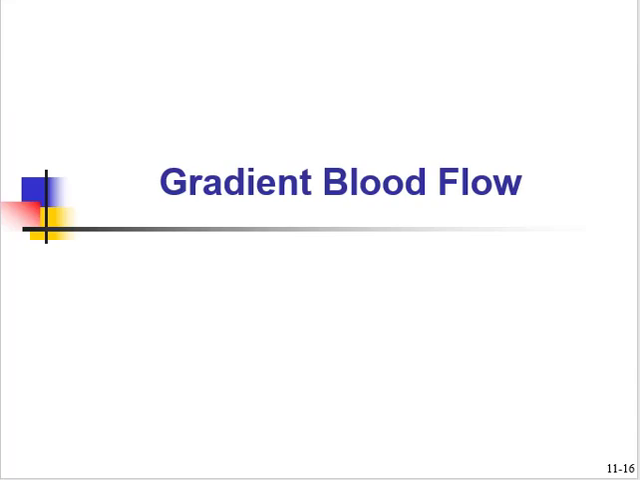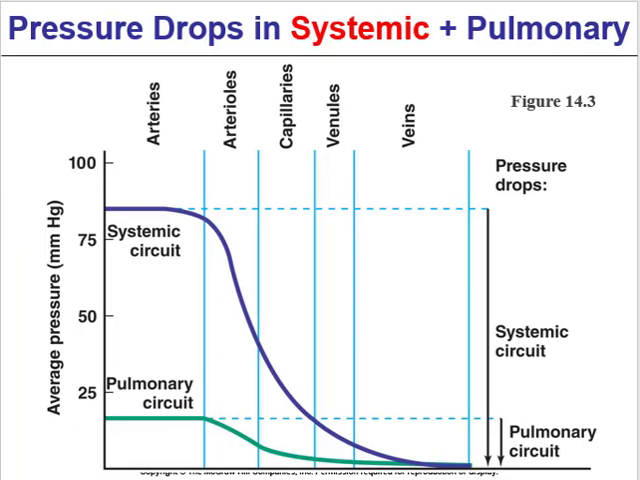Okay, so gradient blood flow. Let's go ahead and transition into some of the physics involved with flow as we move from the heart through all of the blood vessels in the body. You can see here that the pressure drops from the systemic system as it moves from the heart out into the body. And if you notice, the pulmonary circuit is very, very low.